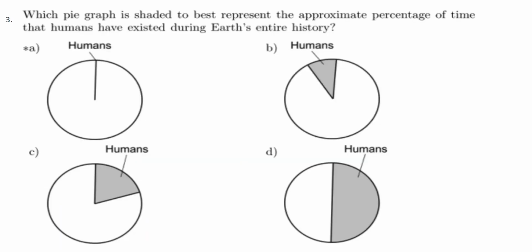Okay, number 3. Which pie graph is shaded to best represent the approximate percentage of time that humans have existed during Earth's entire history? The correct answer is A, because for any question that asks how long humans have existed during Earth's entire history, we've only lived for or have existed for a very short period of time compared to most of the things that happened in Earth's history.